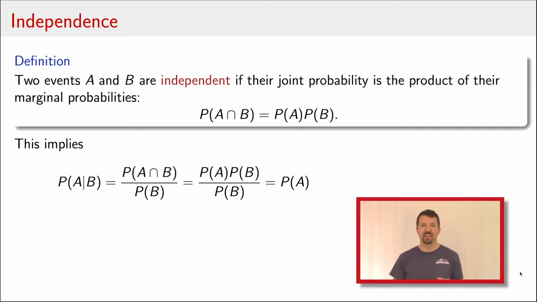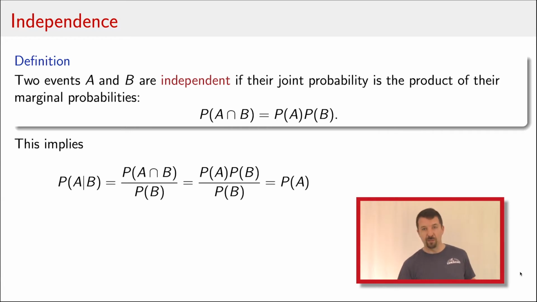Alright, so now this implication here provides a bit more intuition about what's going on with independence. So what we've written is that the conditional probability of A given B, that's the probability of A if we know that B occurred, is equal to the marginal probability of A. That is, even if we didn't know whether B occurred or not, those two probabilities are equal. And so one way to think about this is that knowing B occurred provides us no information about whether or not A is going to occur. And that's what we mean by independence.